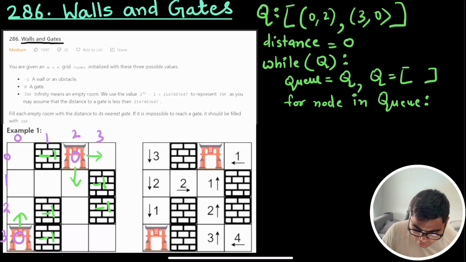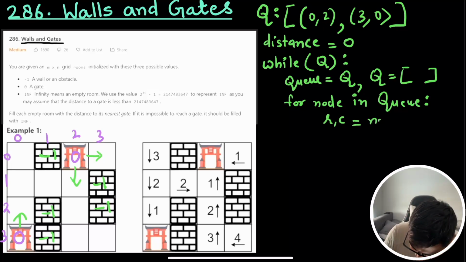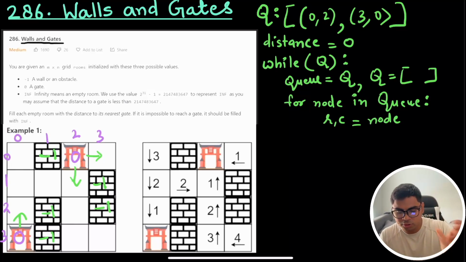So I will access my node, and this is basically the address. I'm going to access it using R, C, and then node. So these are the address of that node.